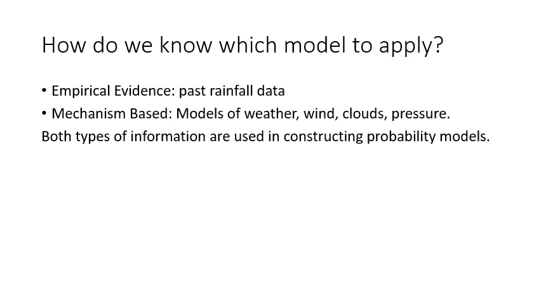So how will we know which model should be applied? Well, there is empirical evidence which is based on past rainfall data. We can see how often rainfall follows rainfall and how often rainfall follows a clear day, and see if these proportions are the same. So that's empirical evidence. We can also look at mechanical models of the weather, that is how winds, clouds, and atmospheric pressure contribute to rainfall. And then using these models, we can see whether the second day events are dependent on the first day events. And both types of information are used in constructing probability models.